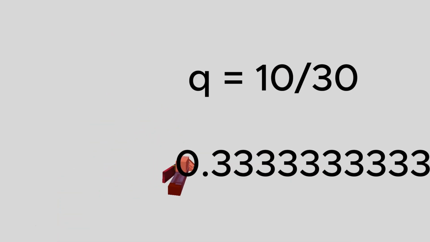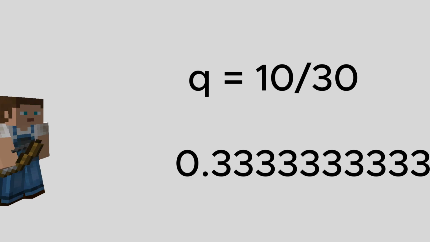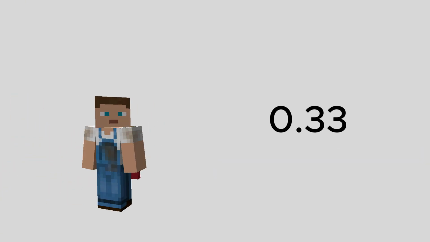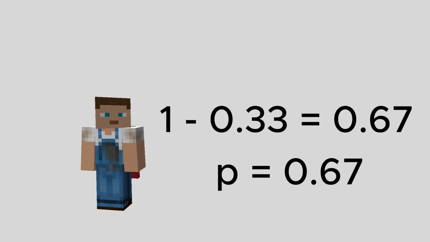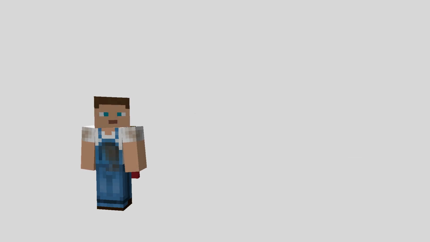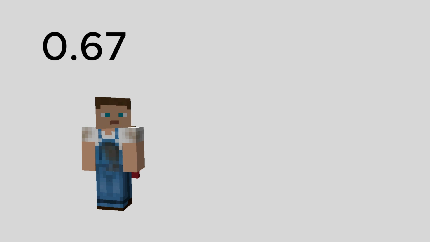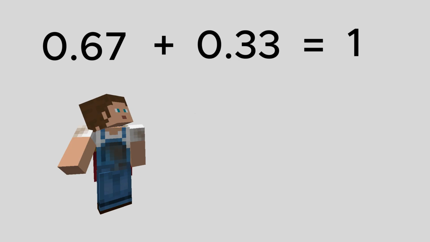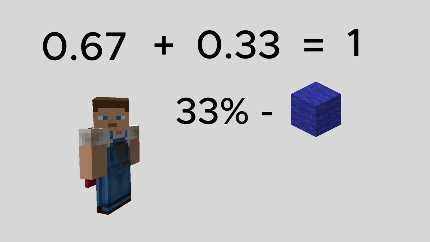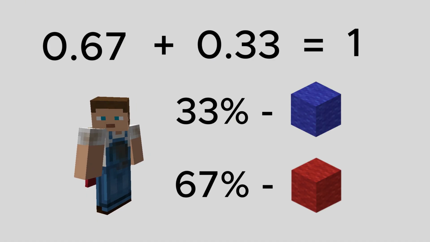0.3333. Let's just round it to 0.33. Now, using basic algebra knowledge, we subtract 0.33 from 1 and find that our P is equal to 0.67. Our completed equation is 0.67 plus 0.33 is equal to 1. We now know that 33% of the sheep population has blue wool and 67% has red wool.